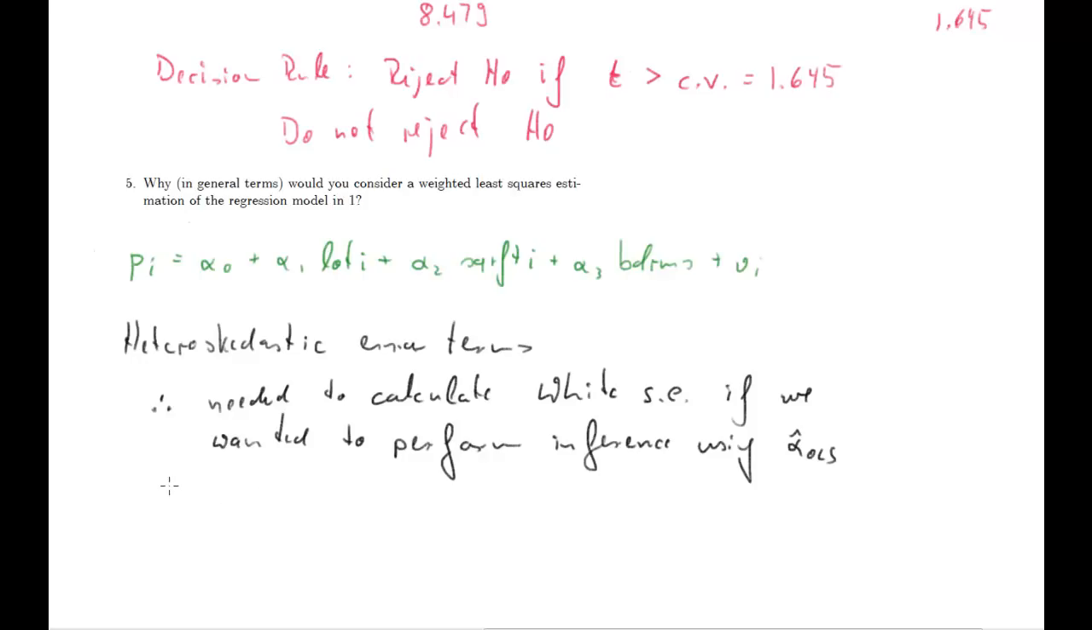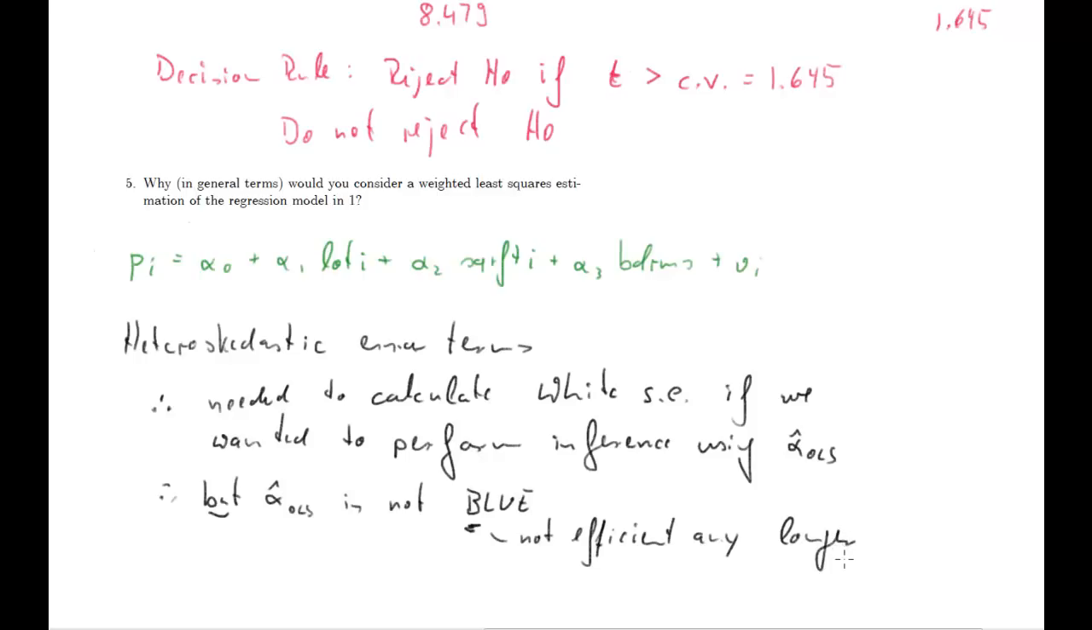But we know a second point, alpha hat OLS is not efficient, or it's not BLUE. Okay, and the part which breaks down is that B part. It's not efficient any longer. So for instance, what does that mean? It means it has unnecessarily high variance, the alpha hat OLS.